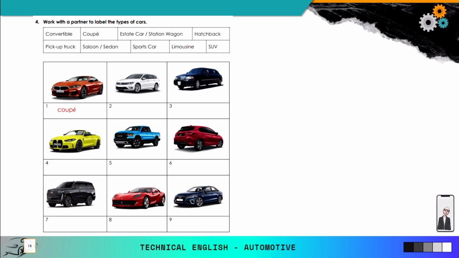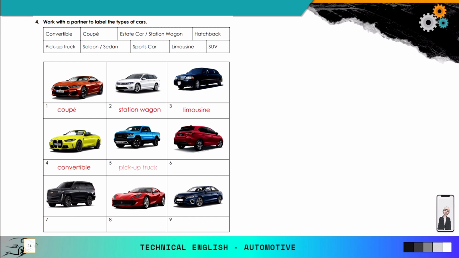3-door, generally sporty cars. Number two is a station wagon or an estate car. More practical cars with a bigger boot or trunk space. Quite common in some parts of the world. Right, number three, luxury cars with an extended wheelbase, a limousine. You will see here a limo. Number four, you will see a car with an open top. That's a convertible or cabrio.